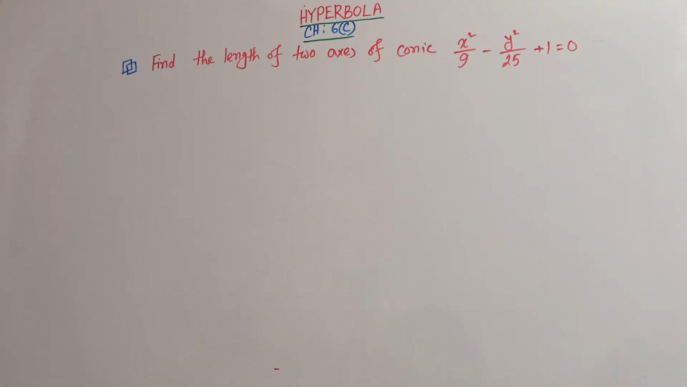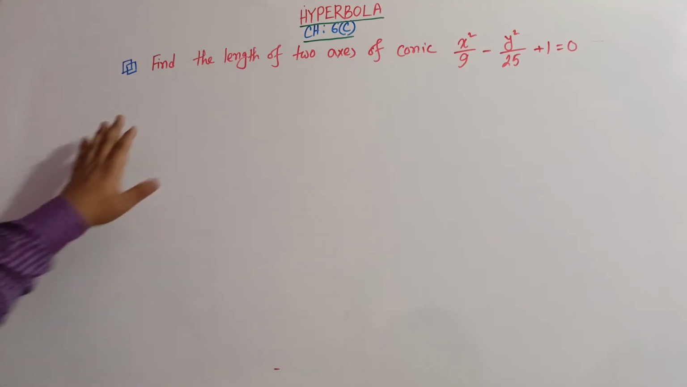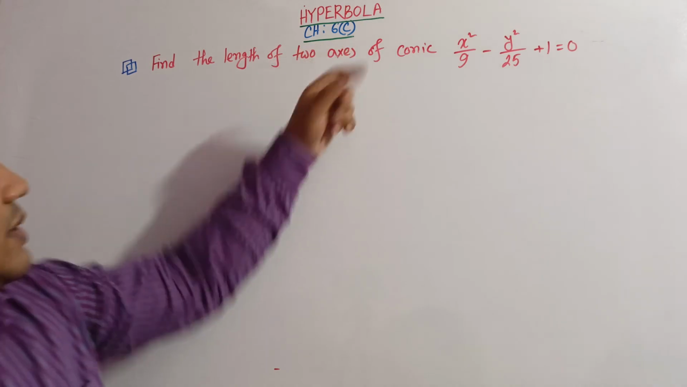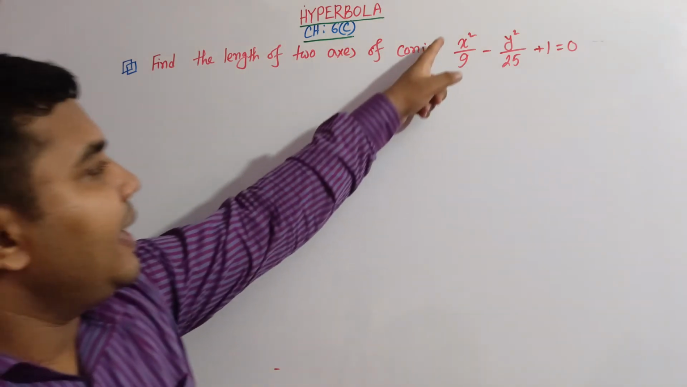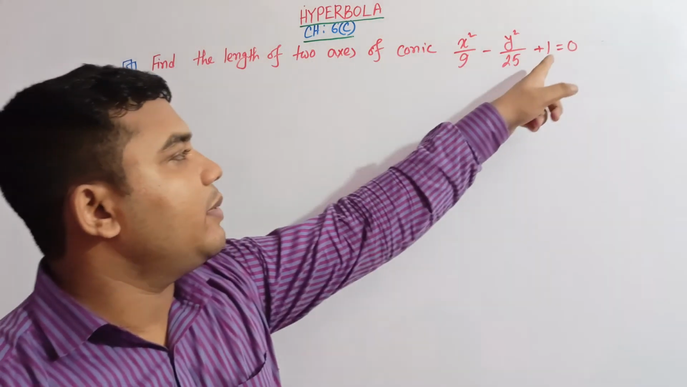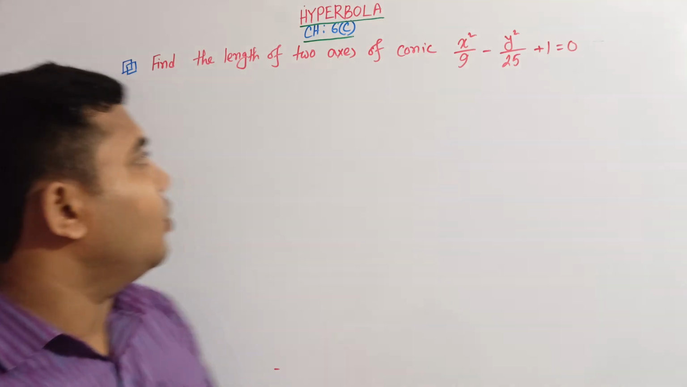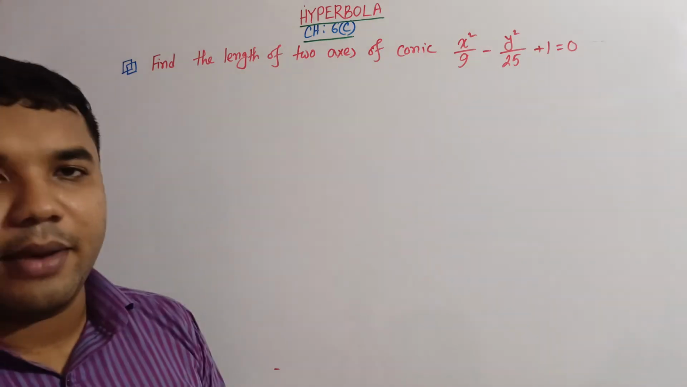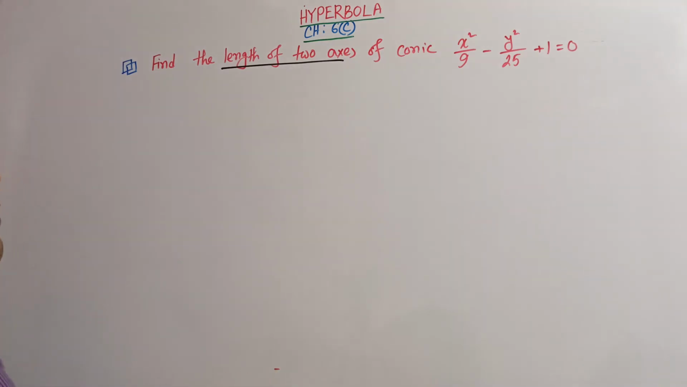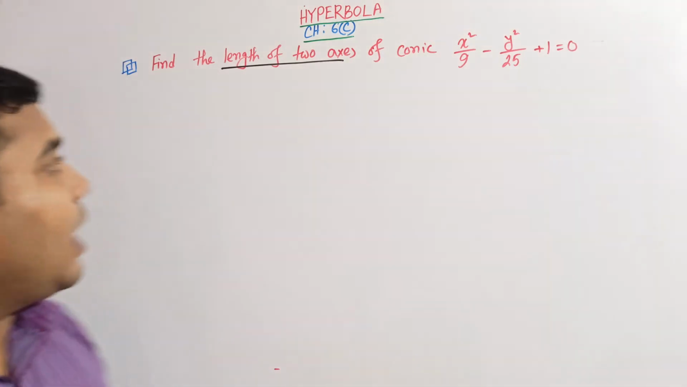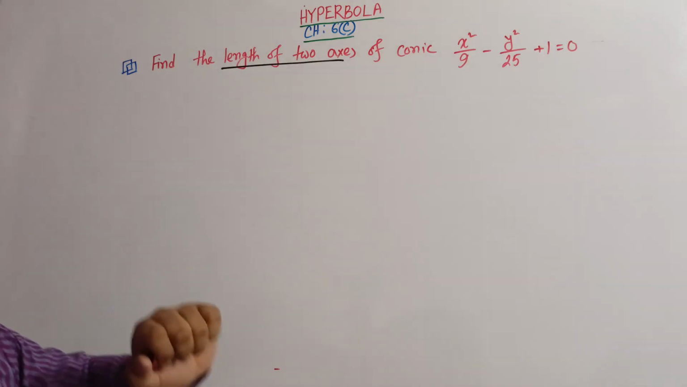So dear students, now I have written a problem. This is from chapter 6C, question number 2, and the problem is: find the length of the two axes of the conic x square by 9 minus y square by 25 plus 1 equals 0. So what is it talking about, what do we need to find? That is the length of the two axes. We know how to find these types of problems very easily.